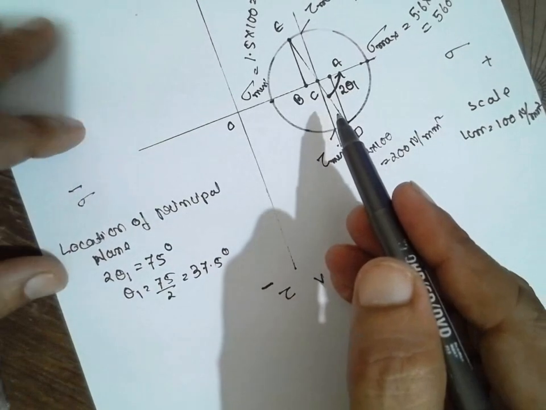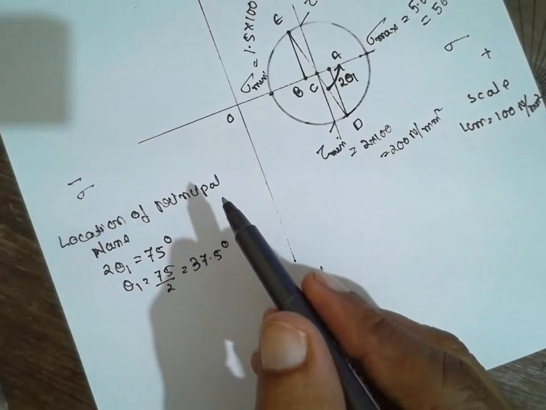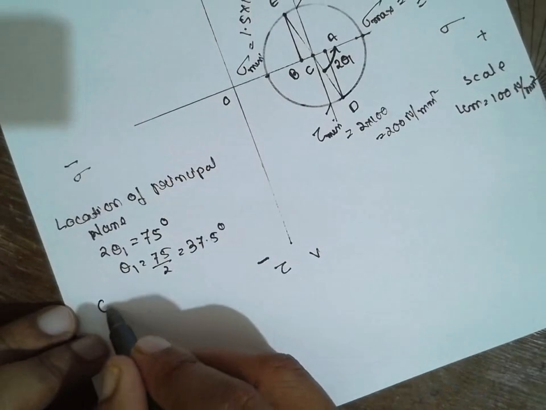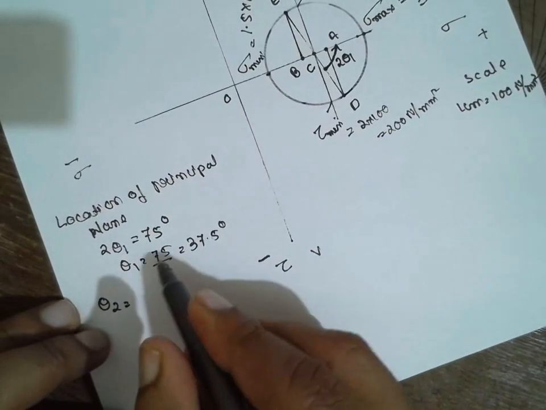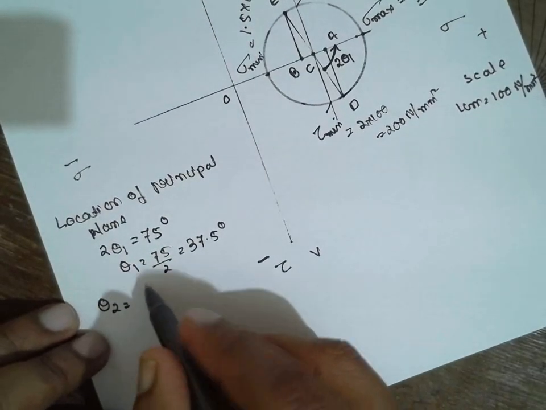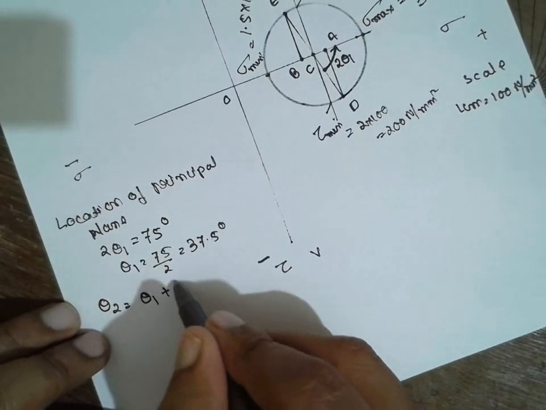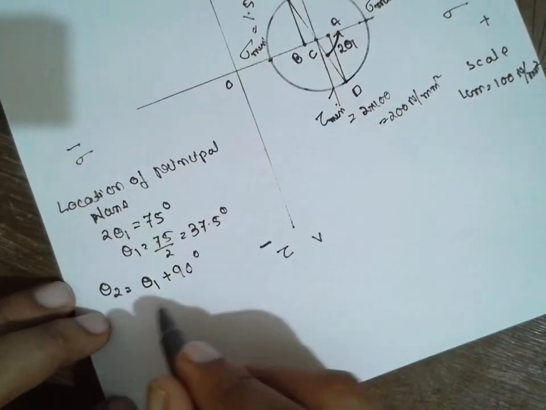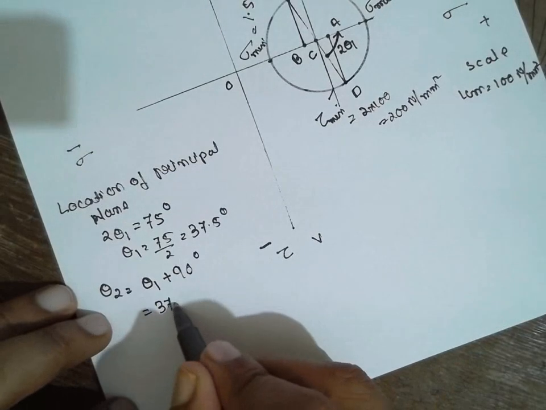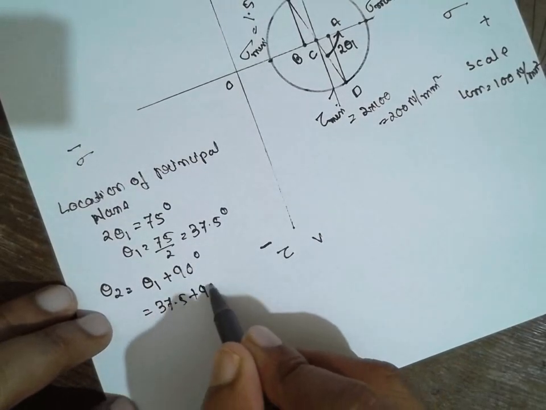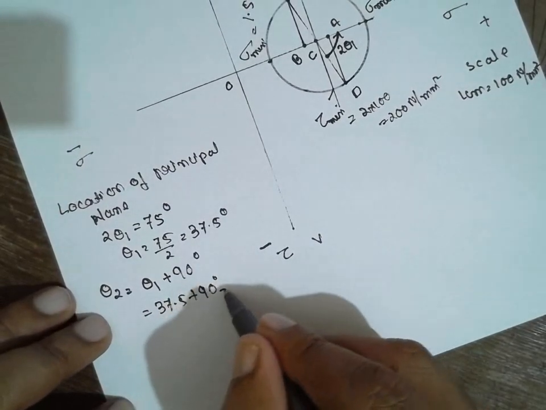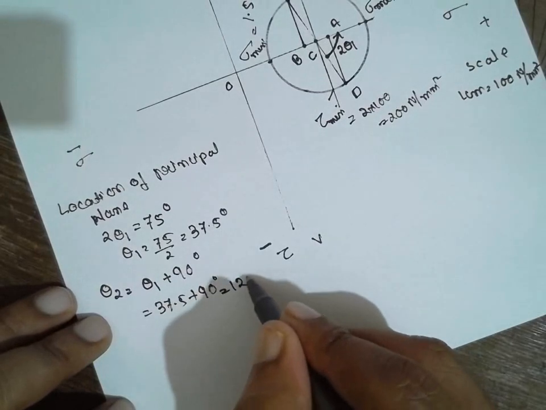Now we have to find θ2. What is θ2? There is a formula: θ2 equals θ1 plus 90. What is θ1? 37.5 plus 90, you will get 127.5 degrees.